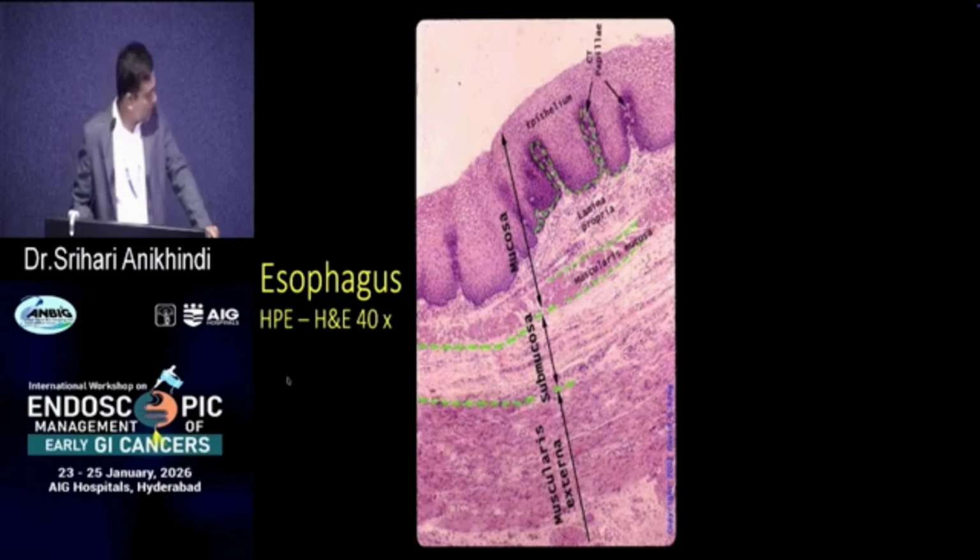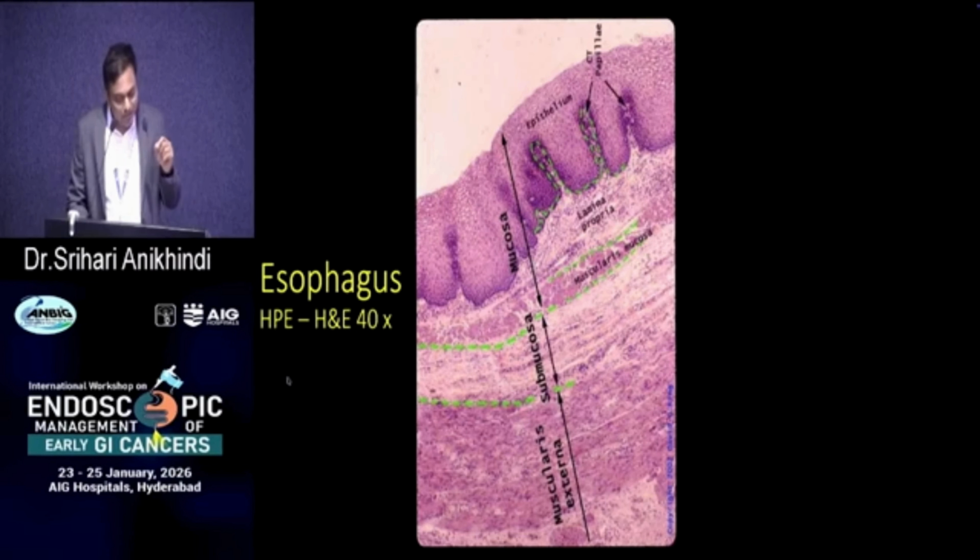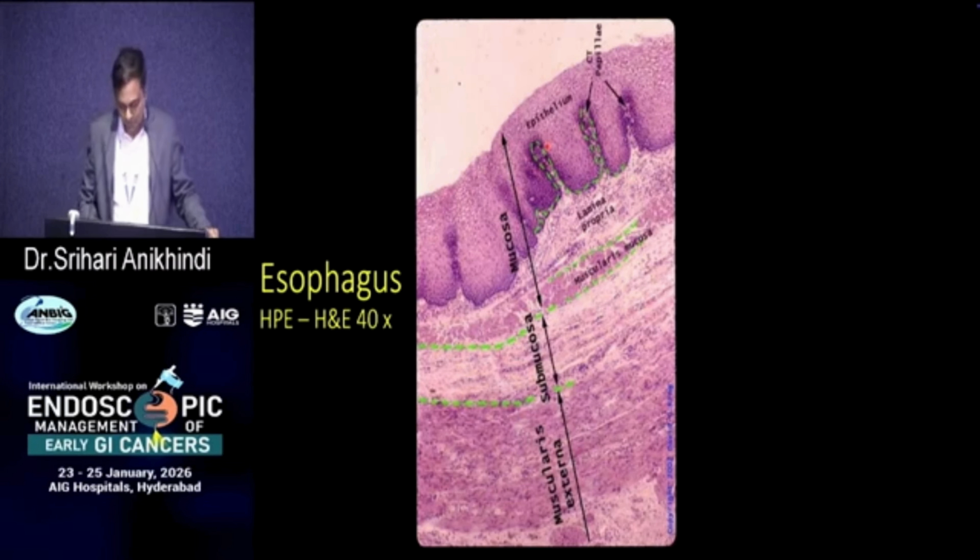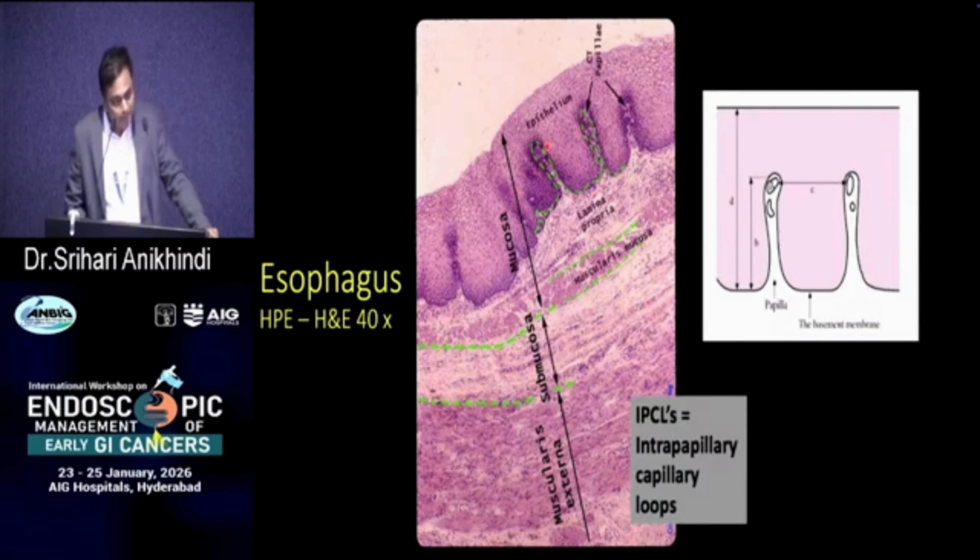So when we look at the esophageal histopathology, there are something called papillae. So these papillae are basically finger-like projections which are going up from the lamina propria into the epithelium, right? And so IPCLs are basically the capillary loops which are present within this papilla. So IPCLs are intrapapillary capillary loops.